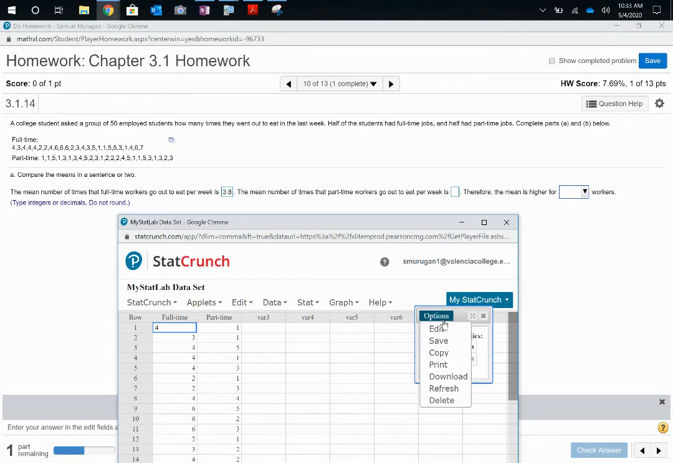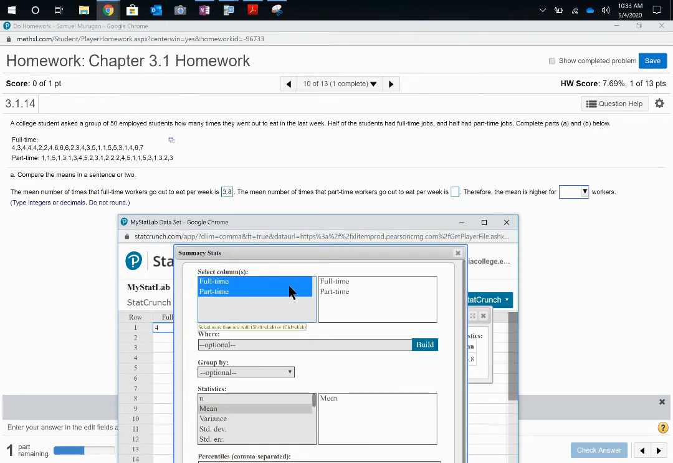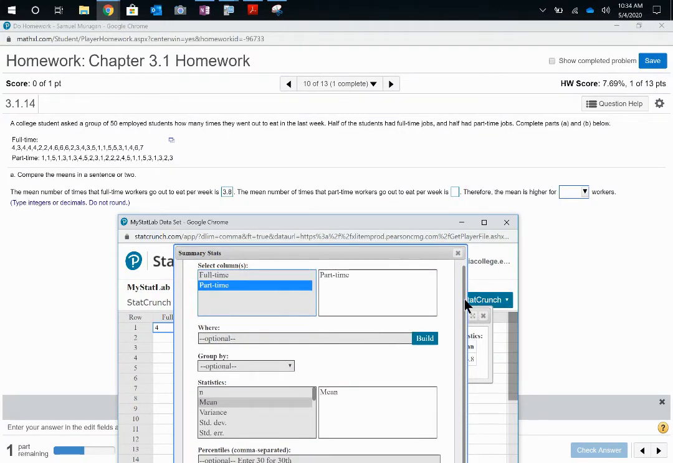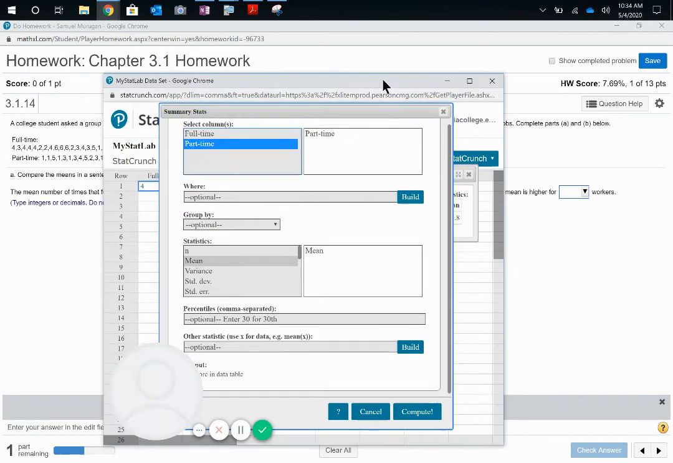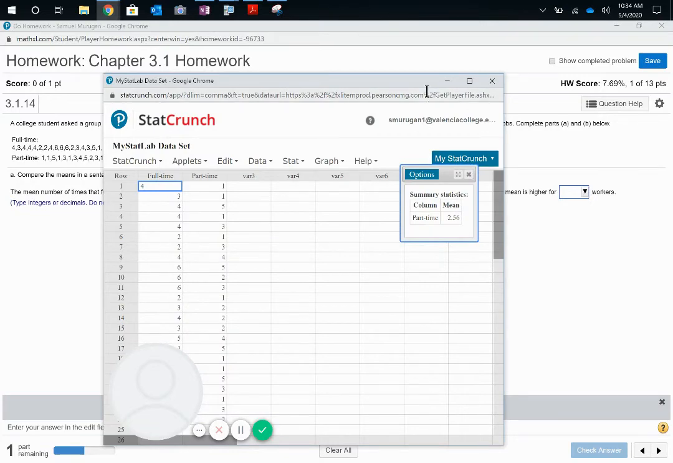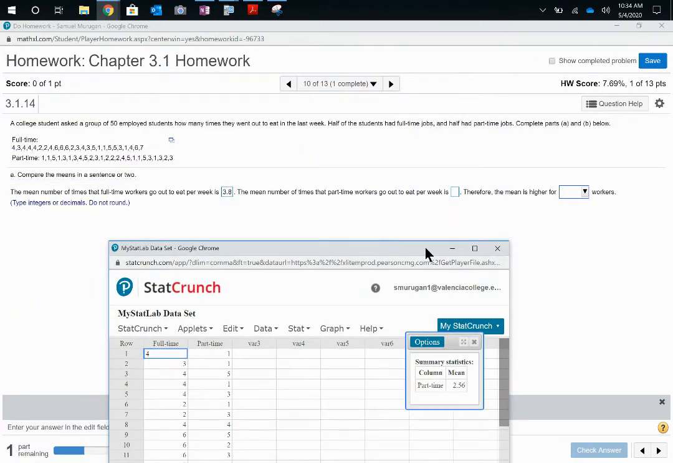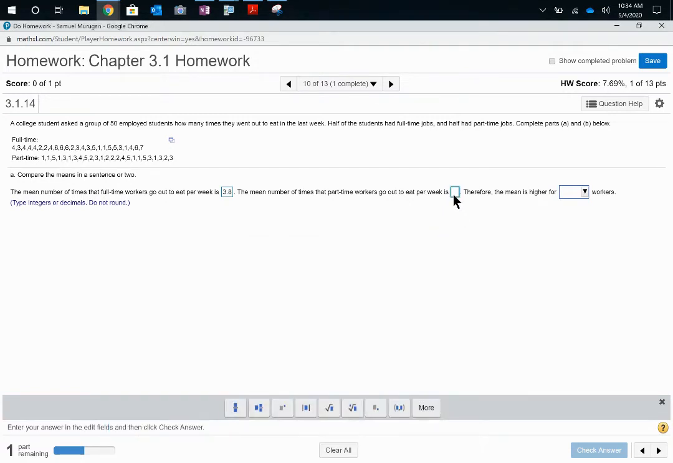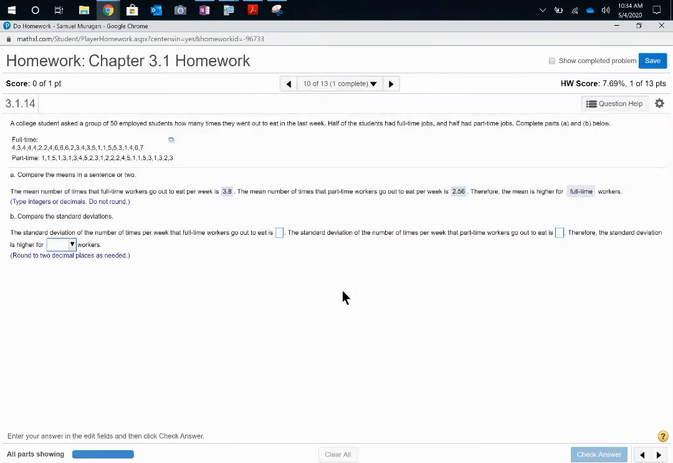And then we edit the options for part-time. Compute it. And we get for part-time 2.6. It says do not round, so 2.56. Therefore, the mean is higher for the full-time workers. Okay.